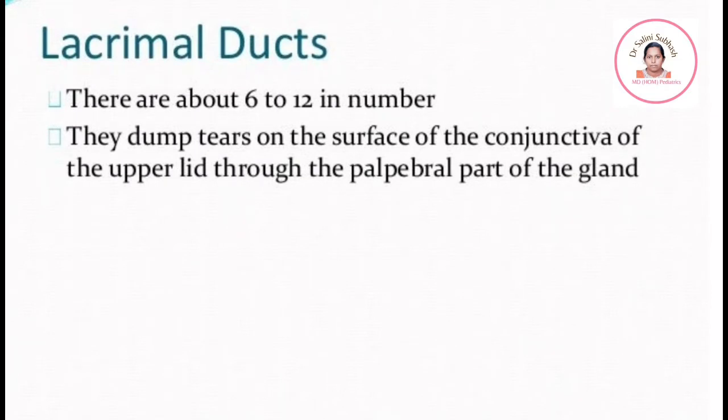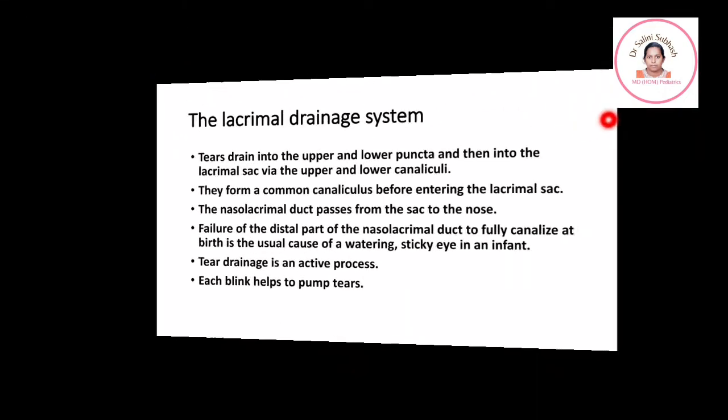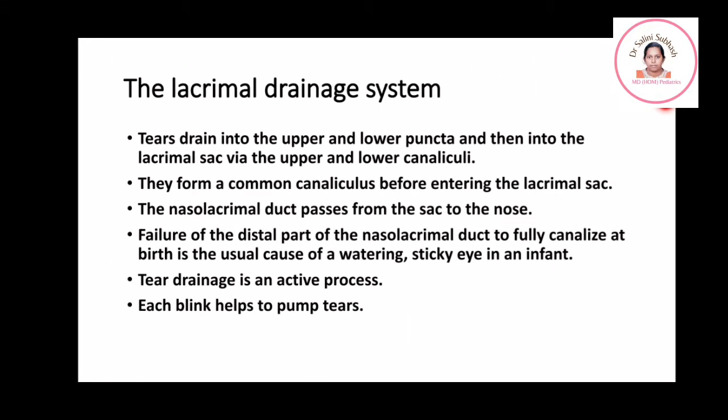Lacrimal ducts. There are about 6 to 12 in number. They dump tears on the surface of the conjunctiva of the upper lid through the palpebral part of the gland. The lacrimal drainage system: tears drain into the upper and lower puncta and then into the lacrimal sac via the upper and lower canaliculi. They form a common canaliculus before entering the lacrimal sac. The nasolacrimal duct passes from the sac to the nose.